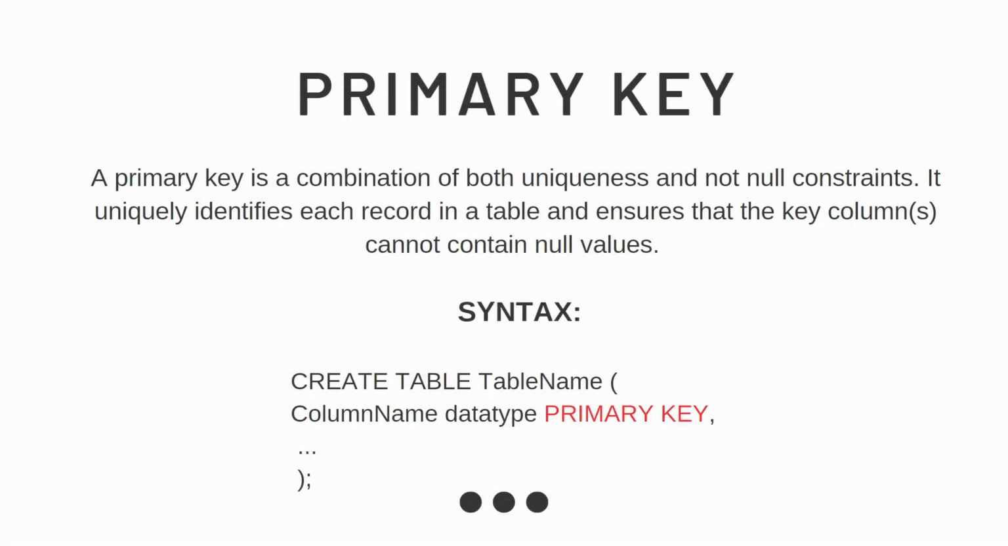A primary key is a column or a set of columns that uniquely identifies each row in a table. This means that no two rows can have the same primary key value and the primary key column cannot contain null values. The primary key constraint ensures both uniqueness and non-nullability for the specified columns in a table. So the syntax here is that after the column name, you will mention the words primary key. Now let's look at an example.